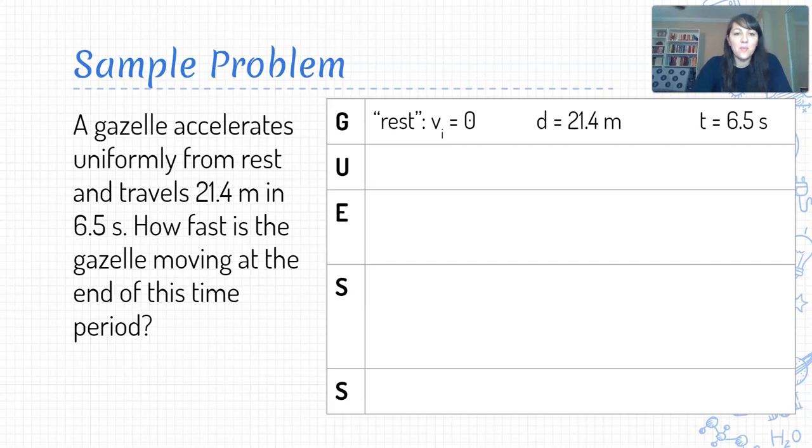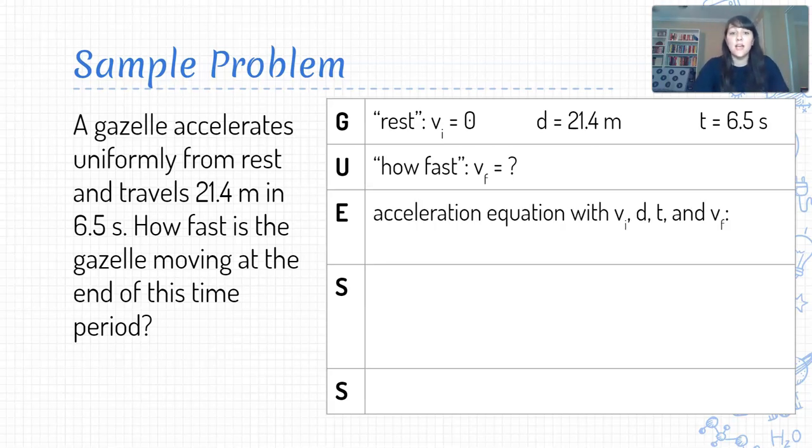If I'm figuring out my unknown, what am I trying to solve for? It's how fast is it moving at the end. How fast indicates a velocity, and then at the end indicates that we're trying to solve for our final velocity. Okay, so what I do now is I look through and I say, okay, all the variables that I've identified are VI, D, T, and VF. So I've got my gazelle is accelerating, so I want an acceleration equation, and I want to make sure it has those 4 variables. So which equation should I use?